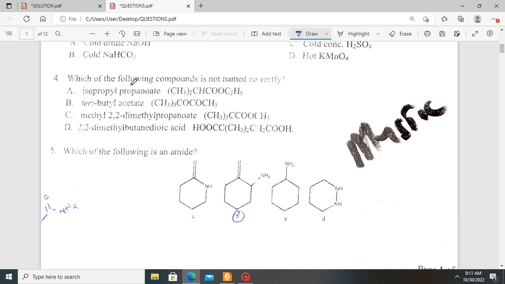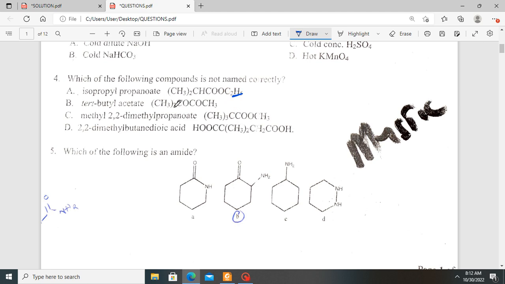Which of the following compounds is not named correctly? So let's look here. We have isopropyl propanoate. In isopropyl propanoate, the carboxylic acid portion is propanoate. The alcohol portion is isopropyl, but here it is ethyl. So this one is wrong.